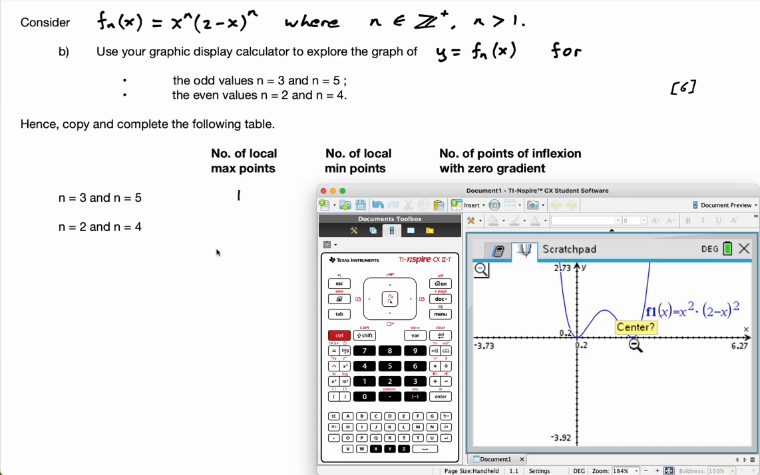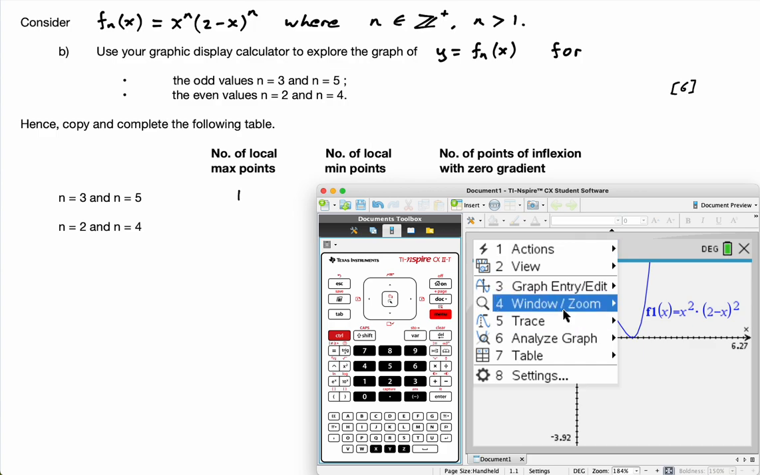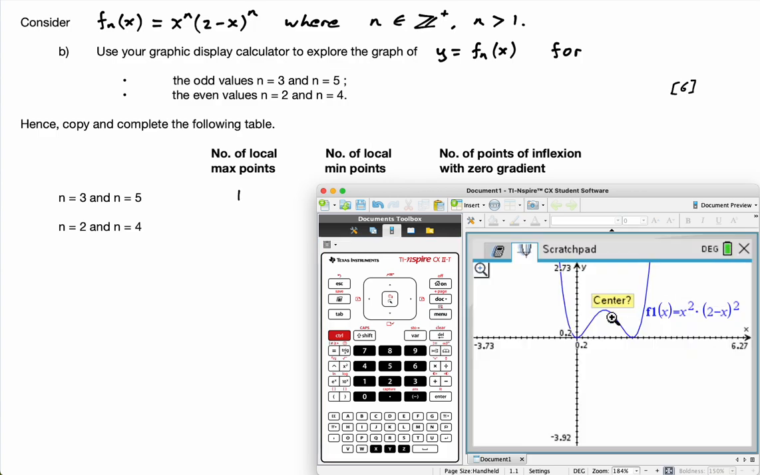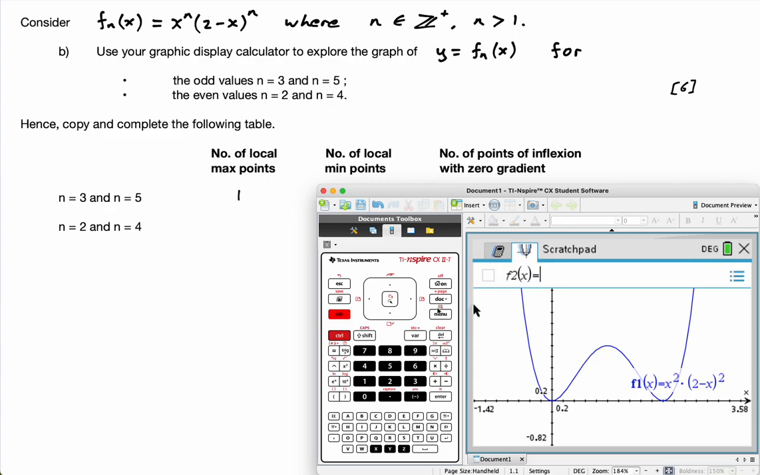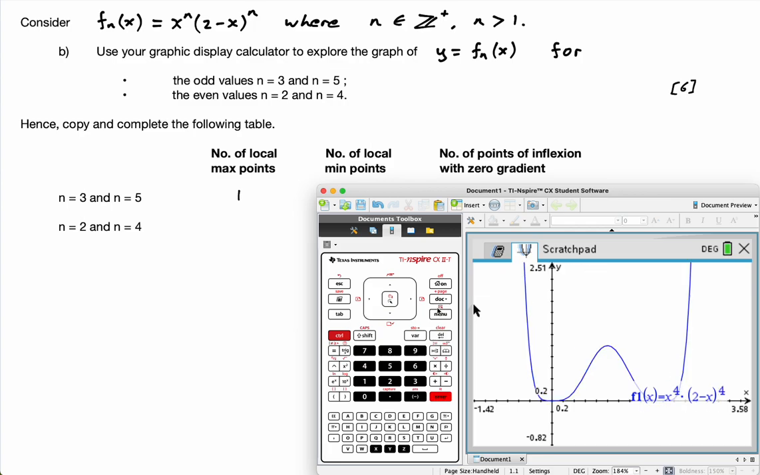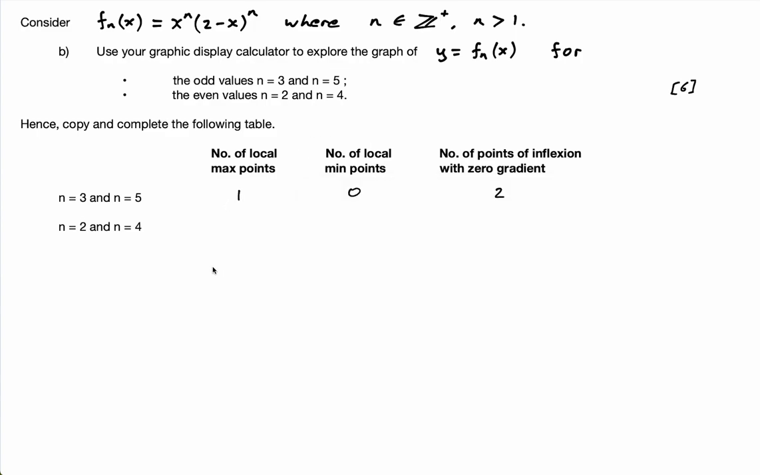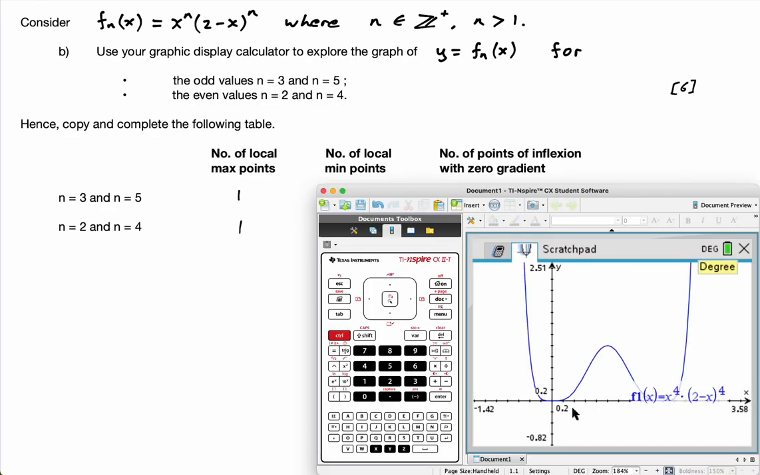So let's just check the 4, but again, I'm hoping and assuming that that's going to be the same. Let's have a look. So I'll change this to 4, and yeah, there's my max, there's a min, and there's no point of inflection with 0 gradient. So 1 max, 2 mins, and 0 of those.